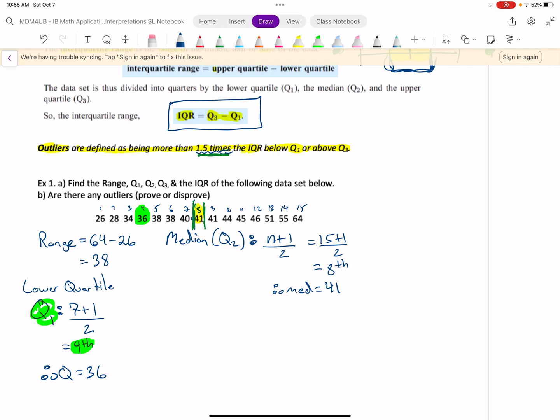You don't always have to go through that process of splitting the data, but the upper half of my data, which is this section over here, it's going to be the middle data point, which in this case would be my 12th data point. So Q3 is going to be 46, just like that. So not so bad. So this is my upper quartile.